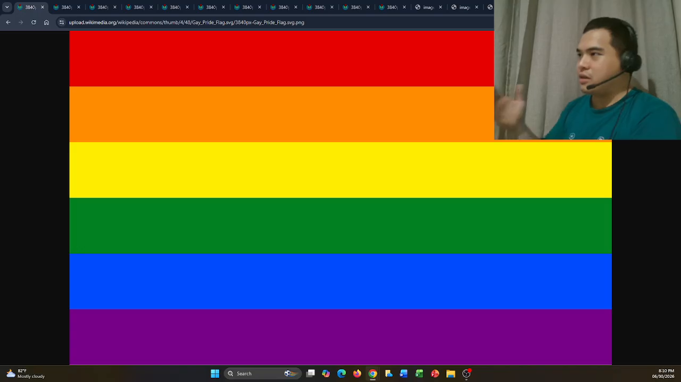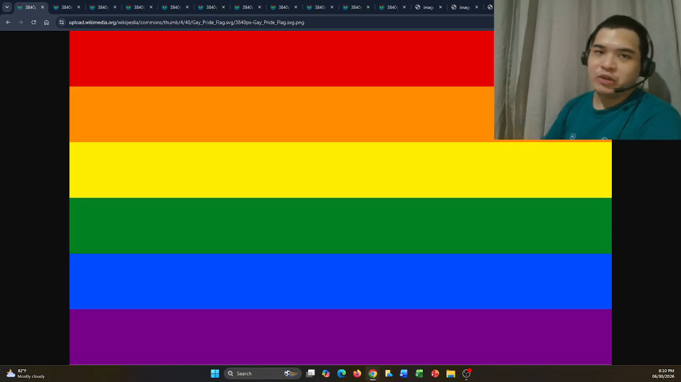As you can see here, this is a rainbow flag: red, orange, yellow, green, blue, and violet. Now, like I said, there are also other variants, but this one is the most common you will find in the LGBT community.